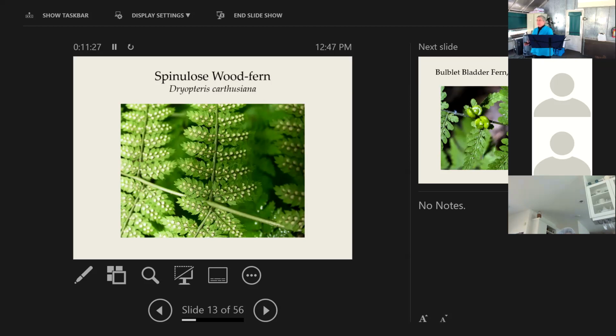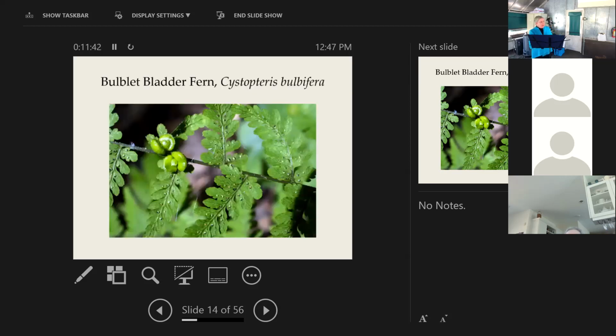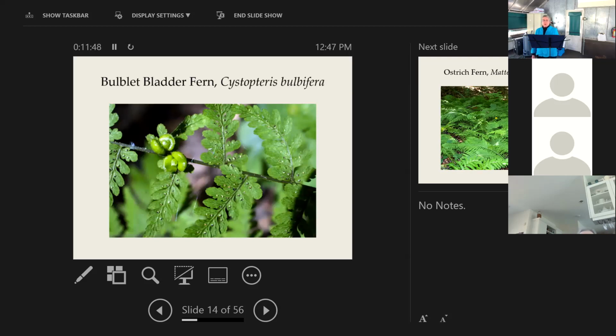So that gives you an idea of how many spores a single fern can produce, but it also gives you an idea of how few of those spores land in the right place and actually develop into a sporophyte, into the fern we see. Now, both ferns and club mosses, some of them can reproduce by bulblets as well. So this is a vegetative form of reproduction.